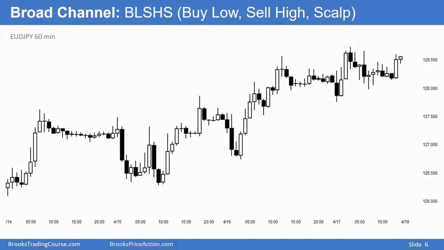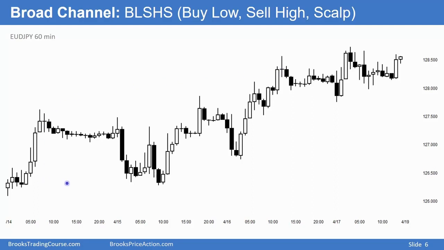This is unlike a broad channel where the pullbacks last 5, 10 bars or more, and sometimes the breakout is strong enough to make the market always in short. So we got a big breakout bar and a follow-through bar, probably always in short, but we're still getting higher lows, and this still could be a broad bull channel.